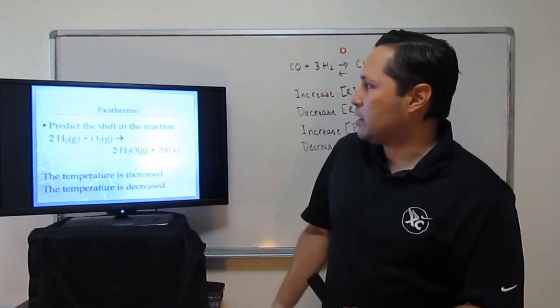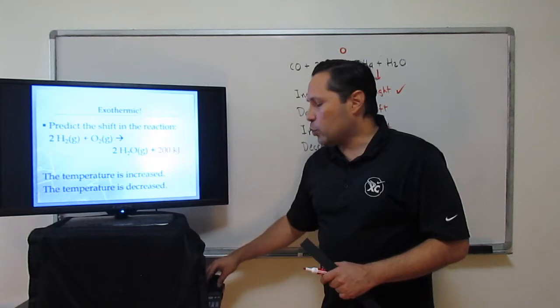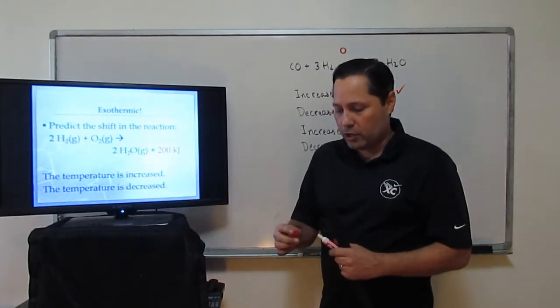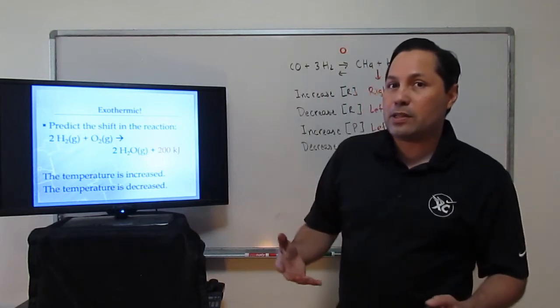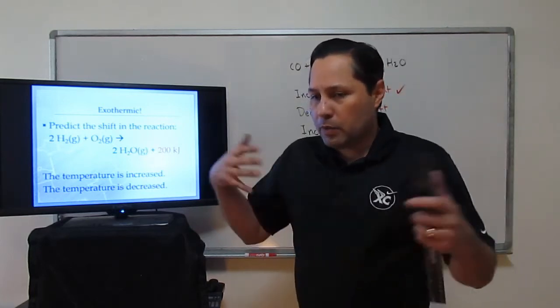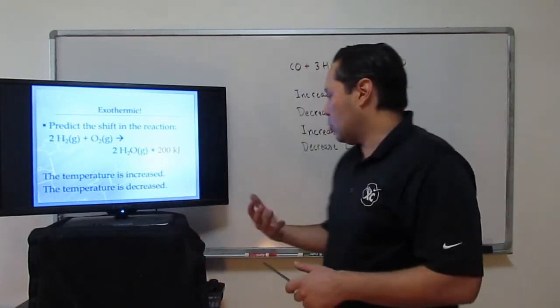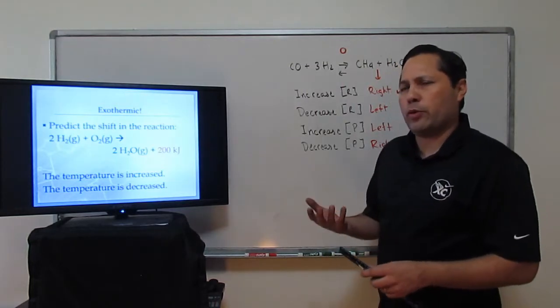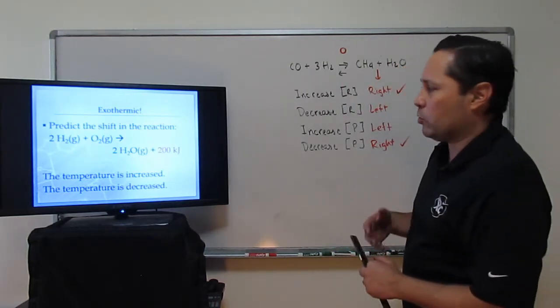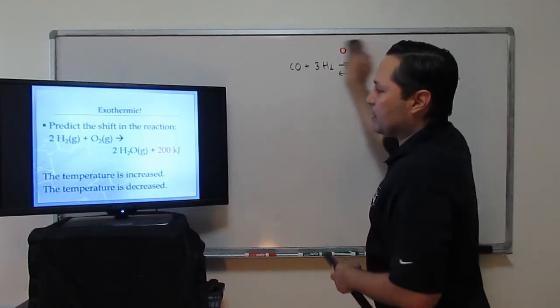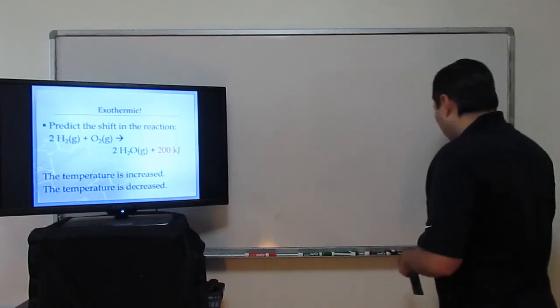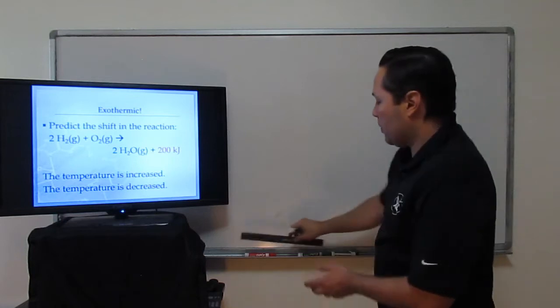Let's go ahead and take a look at the first one. The first one is an exothermic reaction. An exothermic reaction is one where energy is released, so the material gets hotter. Paper burning would be an exothermic reaction. Alcohol burning would be an exothermic reaction. So what happens if we raise the temperature for an exothermic reaction?